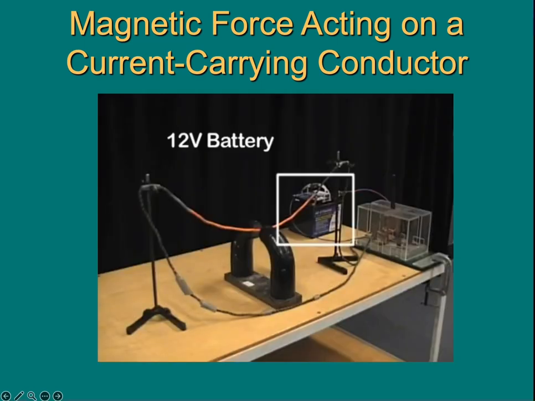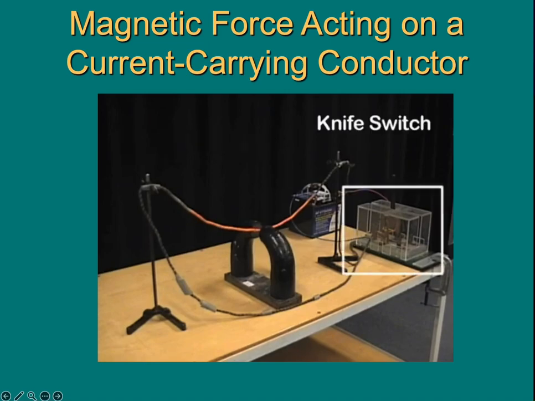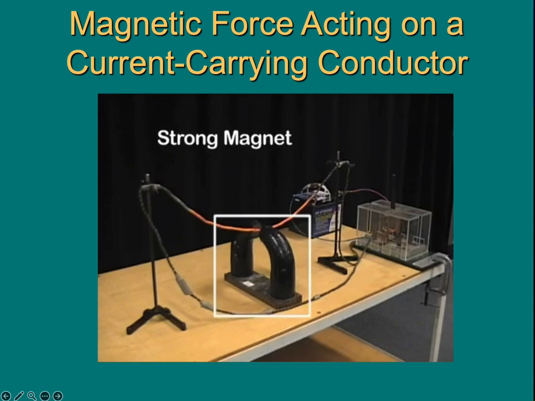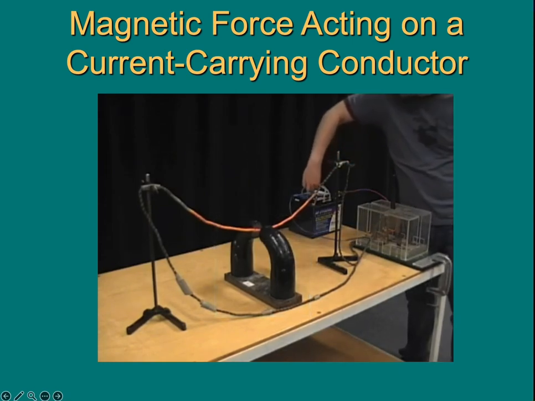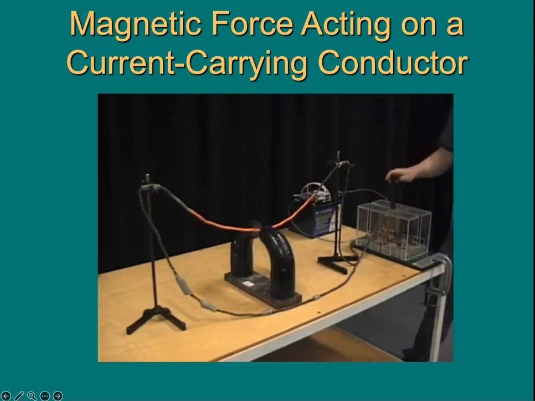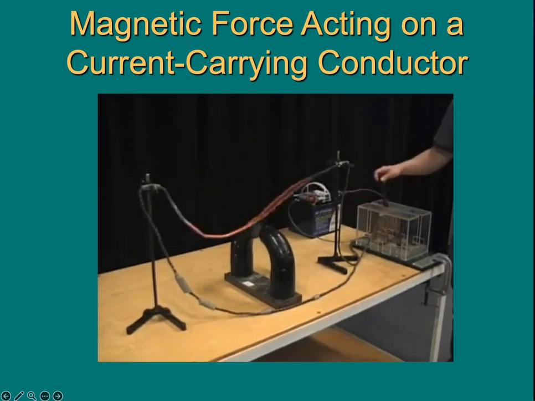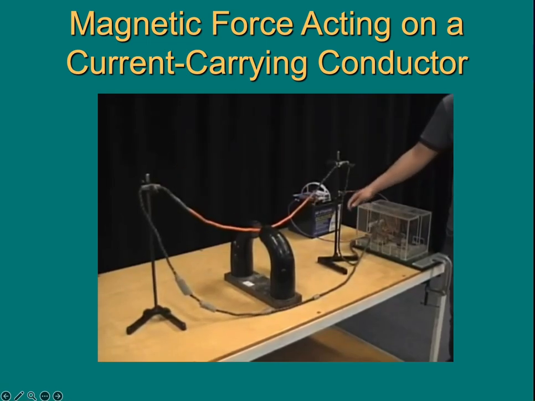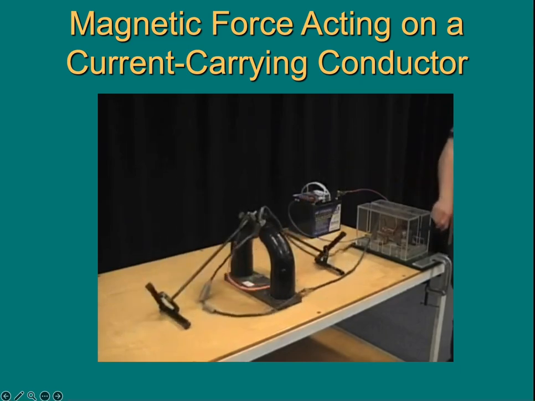We have a battery. We have a switch. This is a two-way switch. We have a wire and the magnets. Let's complete the circuit. We turn the switch in this direction, which gave us current in one direction. Then we turn it to the other direction, which flips the current. So the force flips as well.